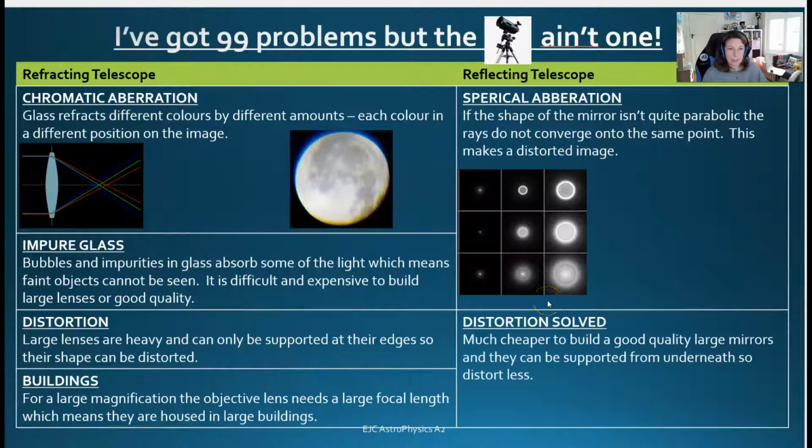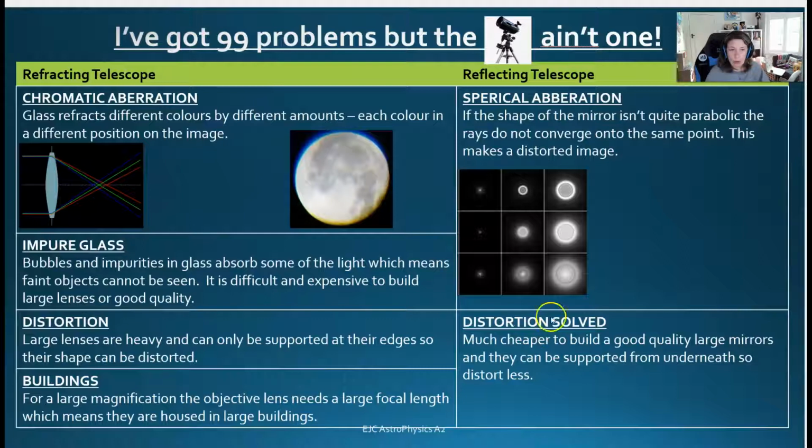Okay. But reflecting telescopes do have a good thing in that it is cheaper to build a good quality large mirror. And because you only need the one side of the mirror, you don't need this back bit because the light's not going through, you can support them underneath as well. So you don't get that distortion here. So generally reflecting telescopes are used nowadays.